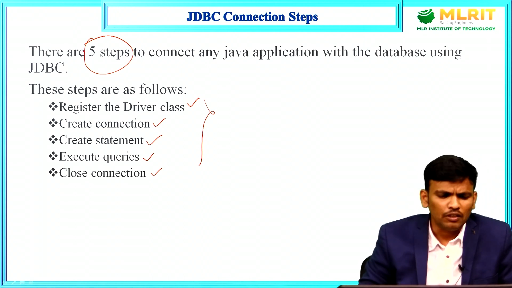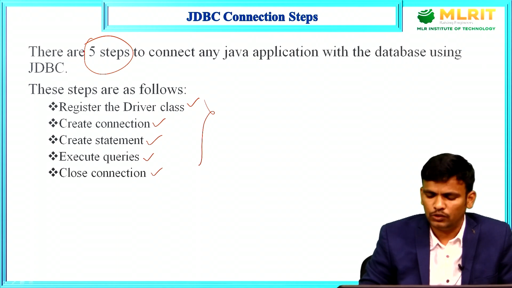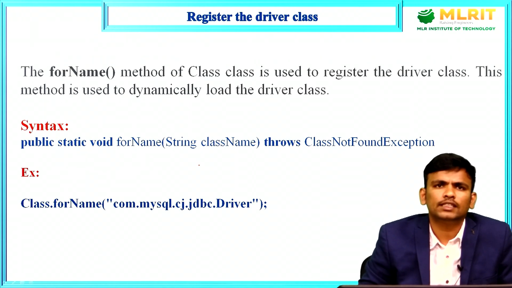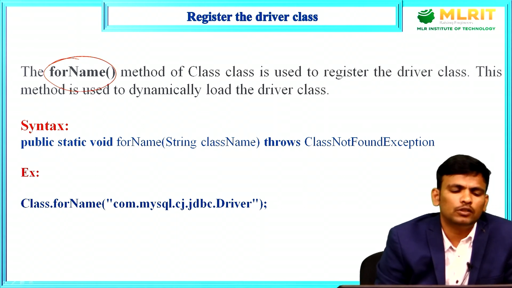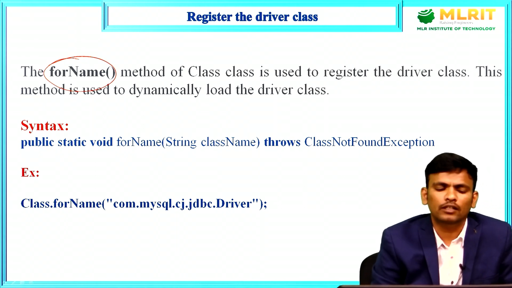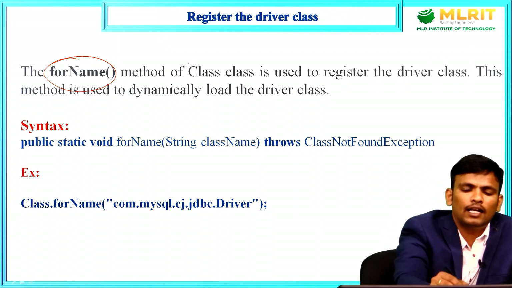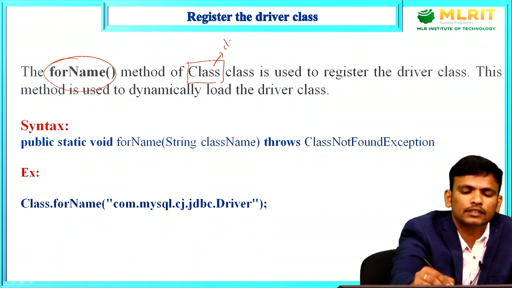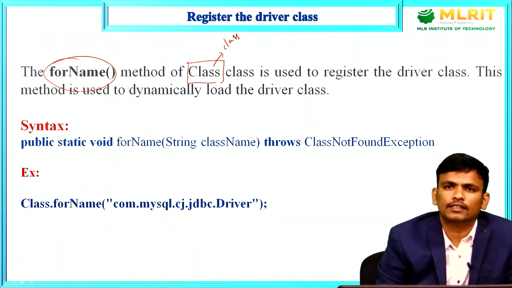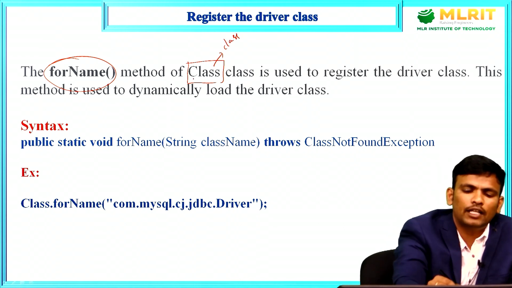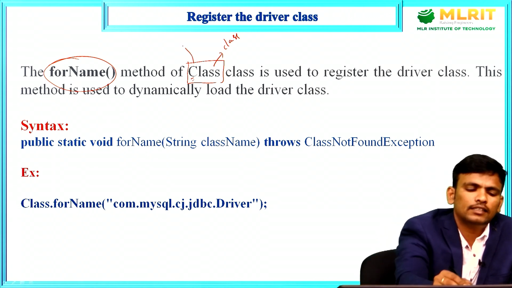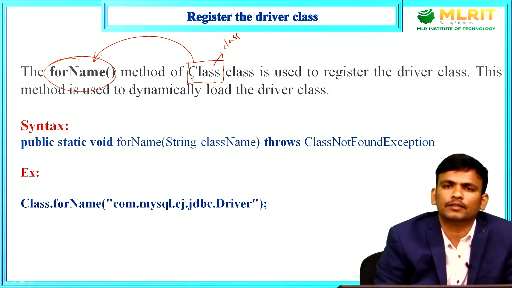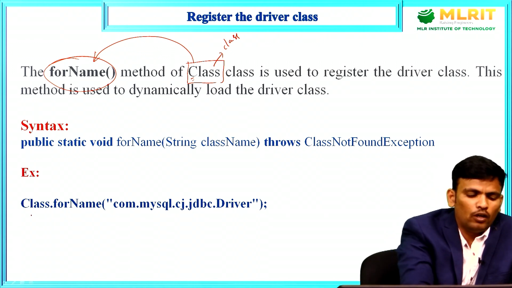Now, first, how to register the driver software? To register the driver software, we need to use forName. forName is a static method which is defined inside the Class class. Here Class is a class. It's not a keyword, it's a class, so that's why it starts with a capital letter. So inside Class, forName is a static method, so that's why here we are calling it by using the class name.